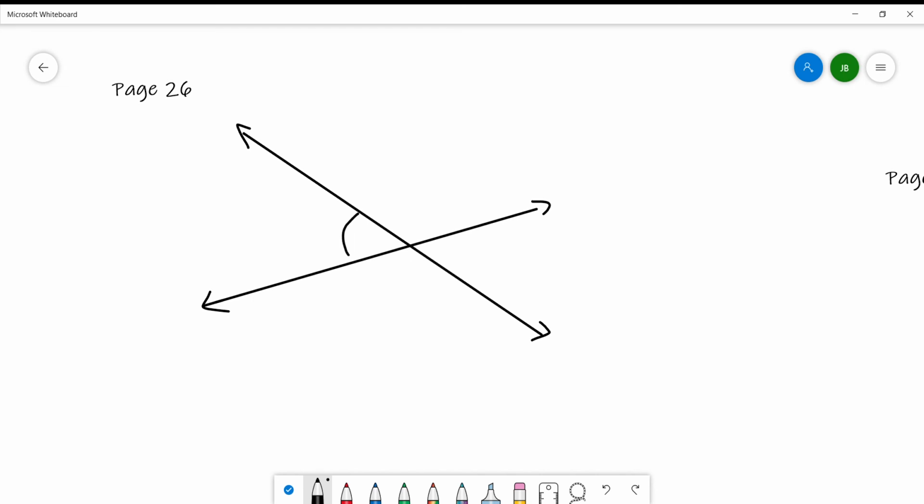So here in the example of the book, we have 2x degrees, and over here we have 60. They give us that line AB and line CD are straight lines. Find the value of x. Well, we know that these are what? Go ahead, shout it out.